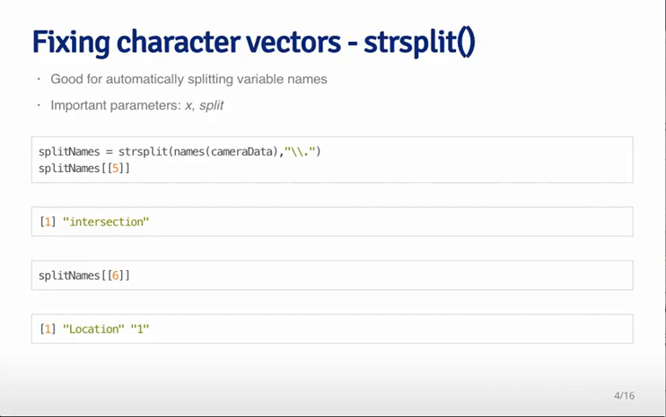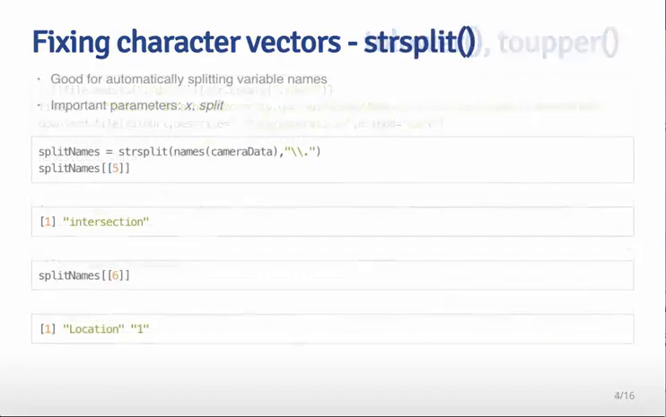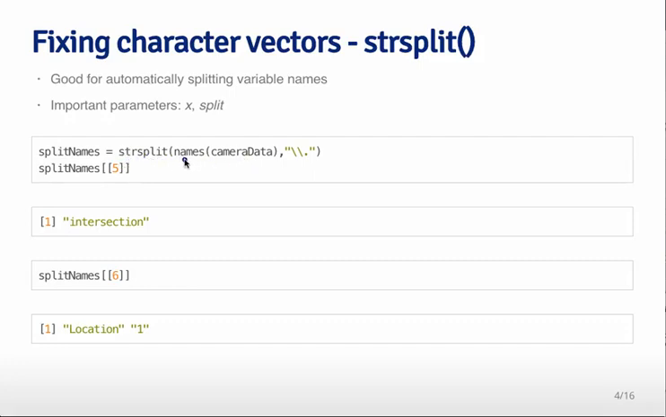Another thing that you might want to do is separate out variables that have values that are separated by periods. If we go back to this page, you can see, for example, that this location variable is separated with a dot, and that often happens when you have variable names loaded into R from files. So what we can use is the string split command, strsplit. We pass it the names of our data set, and we tell it to split on periods. Here I have to use an escape character because a period is a reserved character.